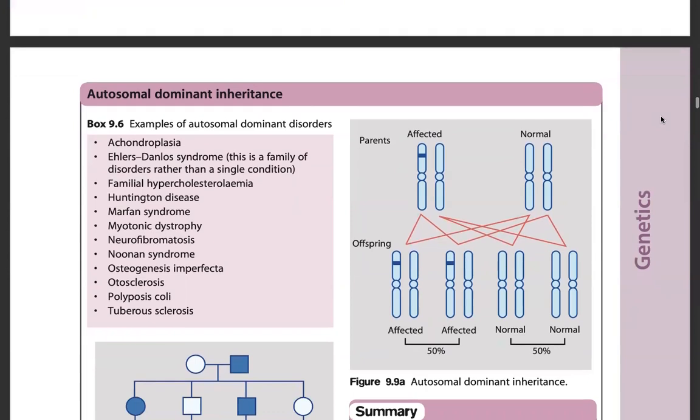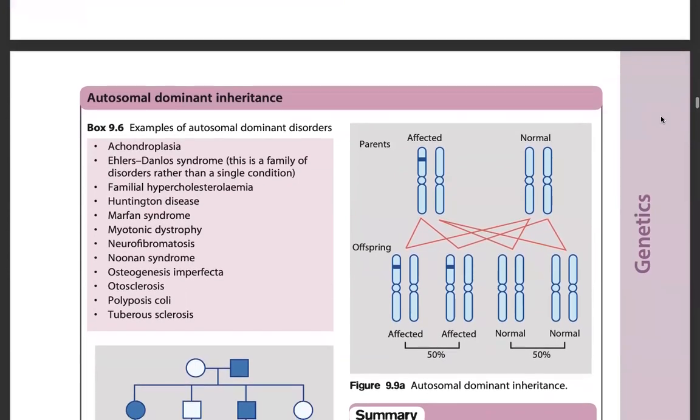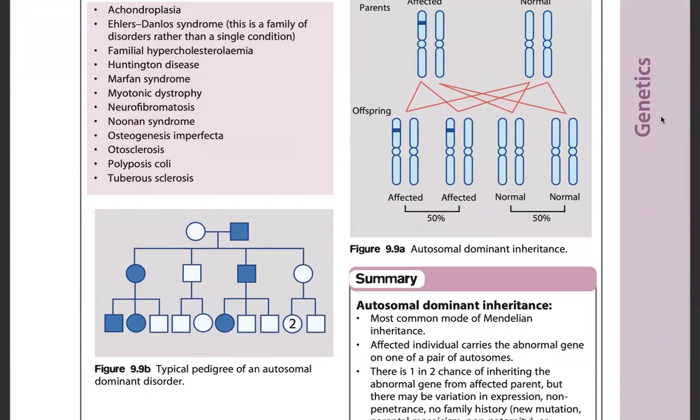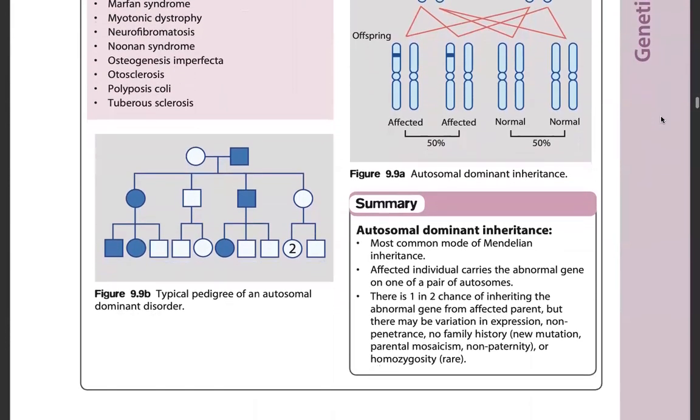Now, autosomal dominant inheritance. If one parent's gene is affected, offspring have a 50% chance of being affected and 50% of being normal. This is a typical pedigree of an autosomal dominant disorder: one parent is affected, and these are the 50% chances of getting affected and 50% chances of normal individuals, as shown in the pedigree.